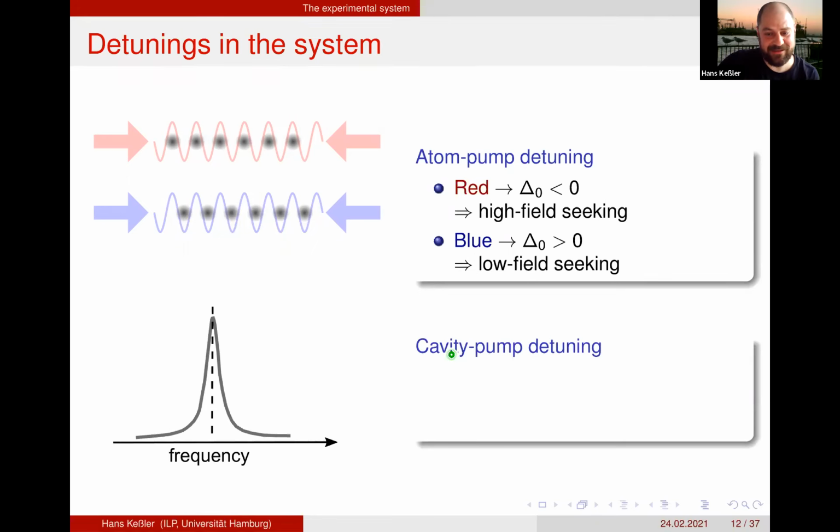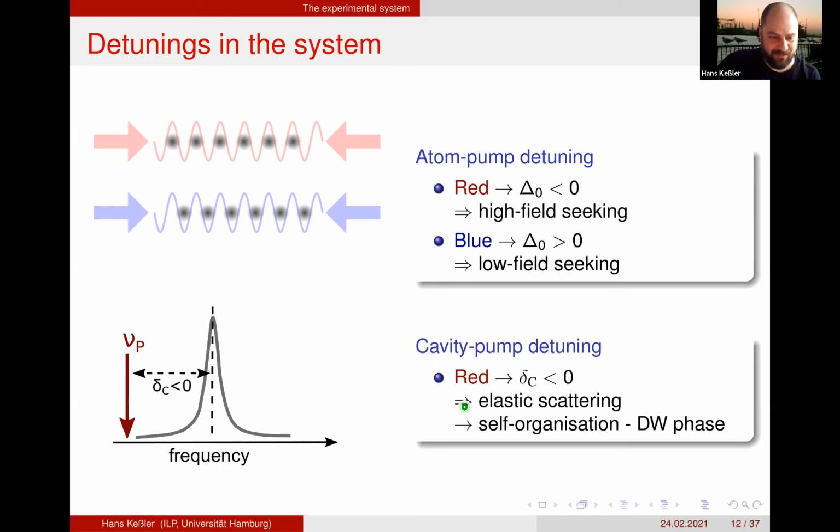The second detuning is the cavity-pump detuning. Here on the left side, I drew our cavity resonance. The x-axis is frequency and the y-axis is the arbitrary amplitude. For all the experiments and simulations I'm talking about today, we were using negative, so red, cavity-pump detuning. There elastic scattering happens and we observe the self-organization phase transition into the density wave phase. So for all the experiments and everything I do today, we are on the red, lower-frequency side of our cavity resonance.